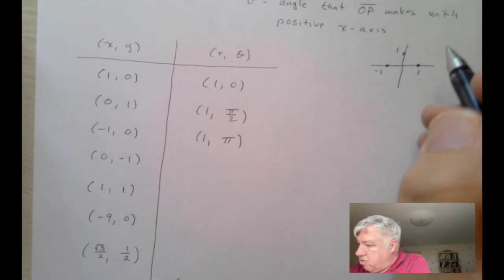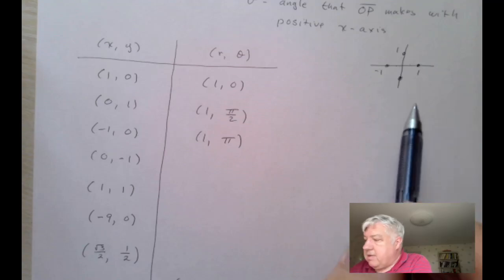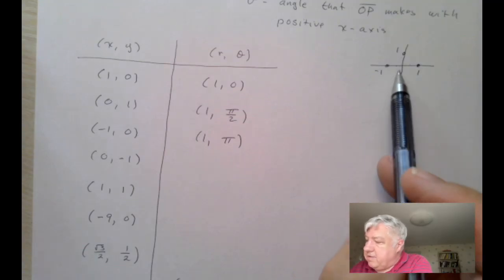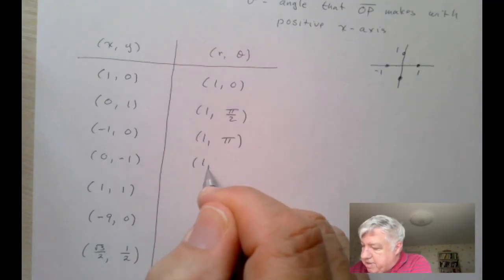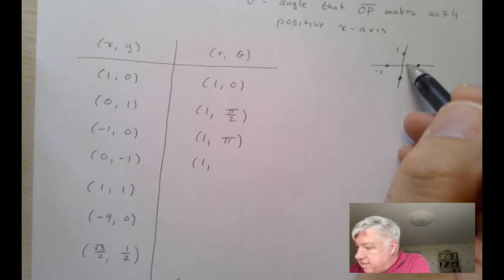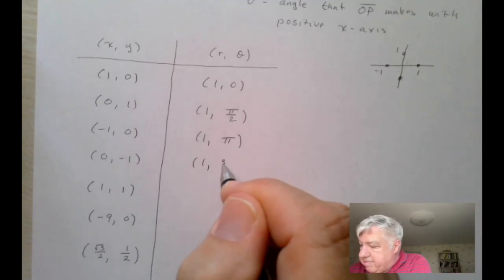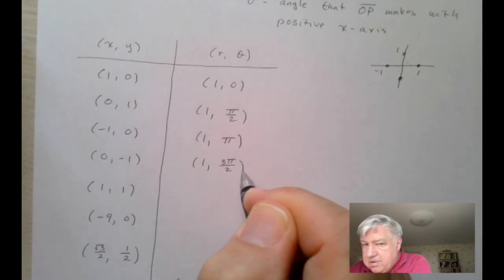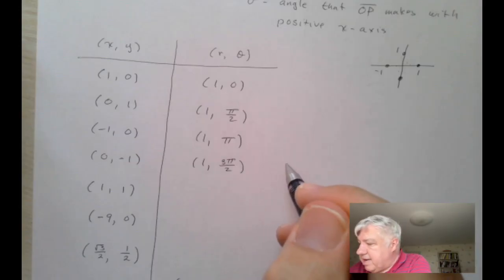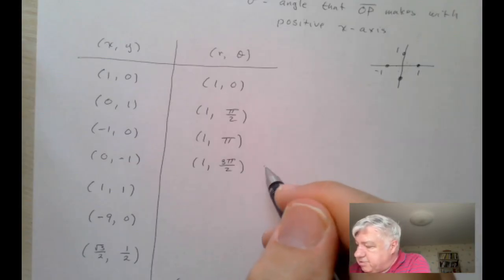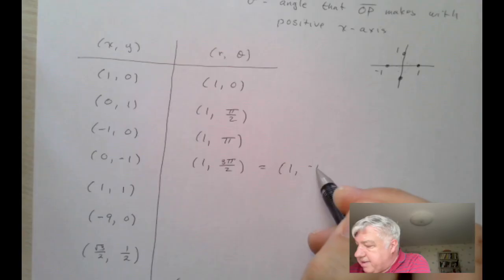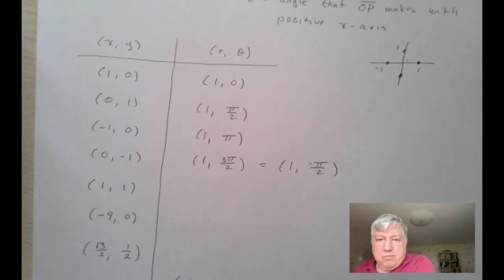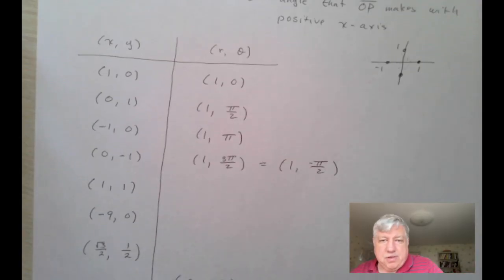From 0, negative 1, once again, we're 1 unit from the origin. And this angle right here, we could take 3 pi over 2. We could also say that this angle is negative pi over 2. It's actually going to be the same thing, because we'll see in a moment that the polar coordinates are not unique.